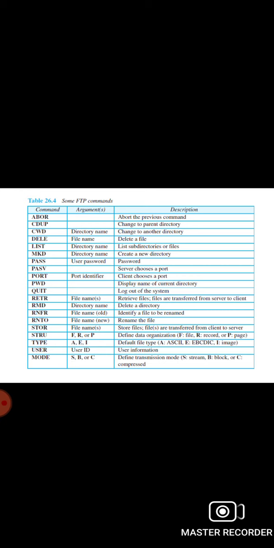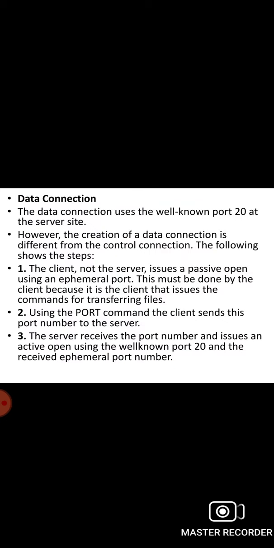RNFR identifies a file to be renamed, RNTO renames the file, and STOR stores files, where files are transferred from client to server. STRU defines data organization, TYPE is the default file type, USER is user information, and MODE defines the transmission mode. That is, S means stream, B means block, and C means compressed mode. The data connection here uses the well-known port 20 at the server side.